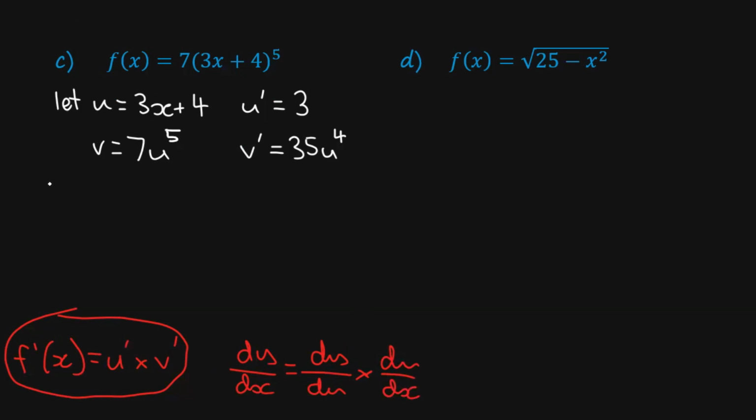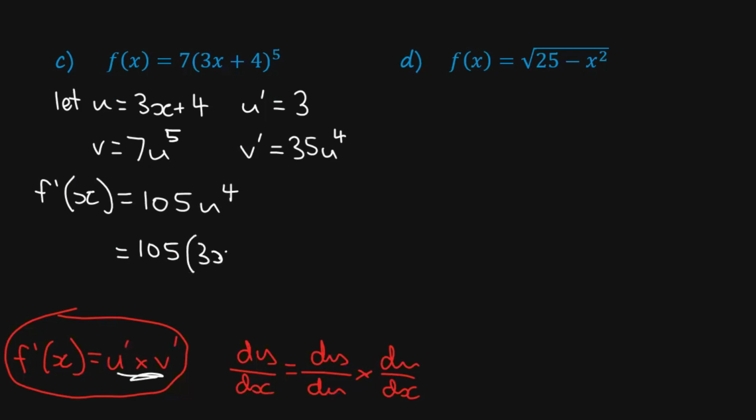All right, so here we are. So now what we can do is just put together our two derivatives. So we've got the derivative of f of x is going to equal the derivative of u times the derivative of v. Okay, so just using the chain rule down there. And that's going to be 3 times 35, which is 105. And then it's u to the power of 4. Okay, so that's pretty close, but we just need to now replace the u with what we know u is equal to. So it's just going to be 105 times (3x plus 4), and all of that to the power of 4. And that's it. So that's the final answer for C there.